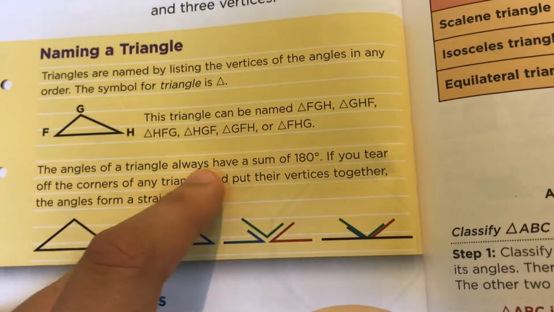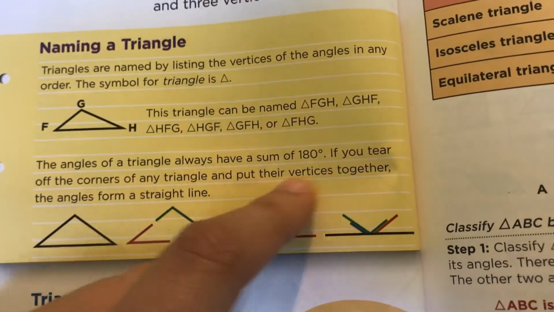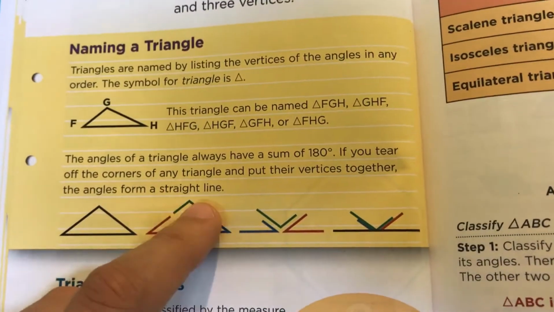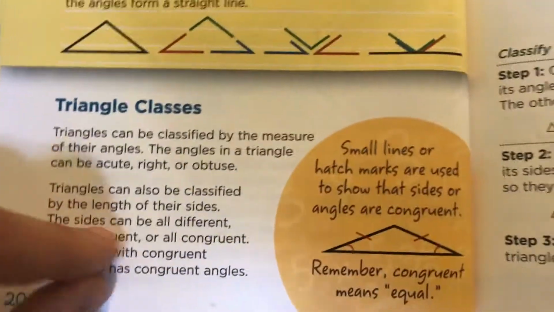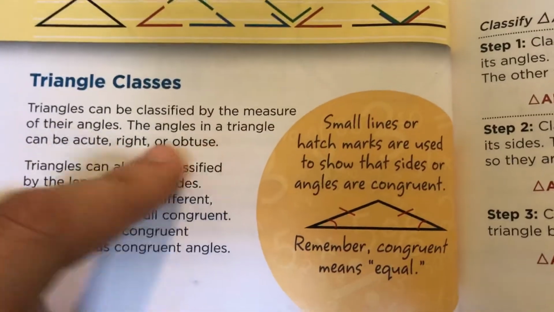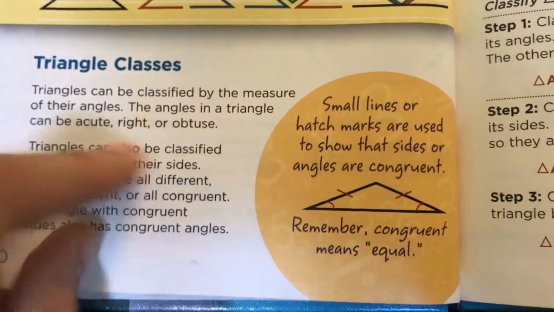The angles of a triangle always have a sum of 180 degrees. If you tear off the corners of any triangle and put their vertices together, the angles form a straight line. You see that? Triangle classes. Triangles can be classified by the measure of their angles. The angles in a triangle can be acute, right, or obtuse.